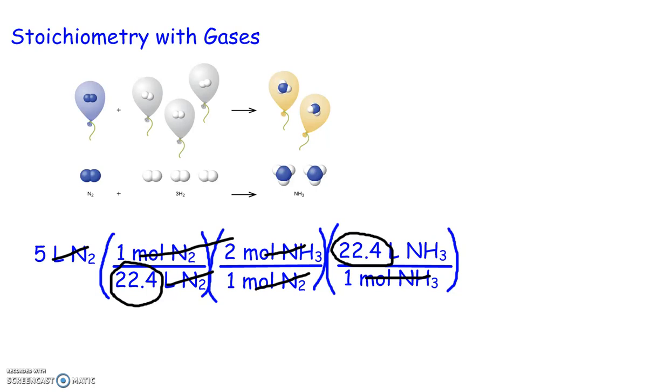If I'm not under standard conditions and I want to know what volume I'm using or producing of something, I can do this regular stoichiometry, calculate how many moles of the substance I either need or will be producing, and then use the ideal gas law to calculate the volume from that.